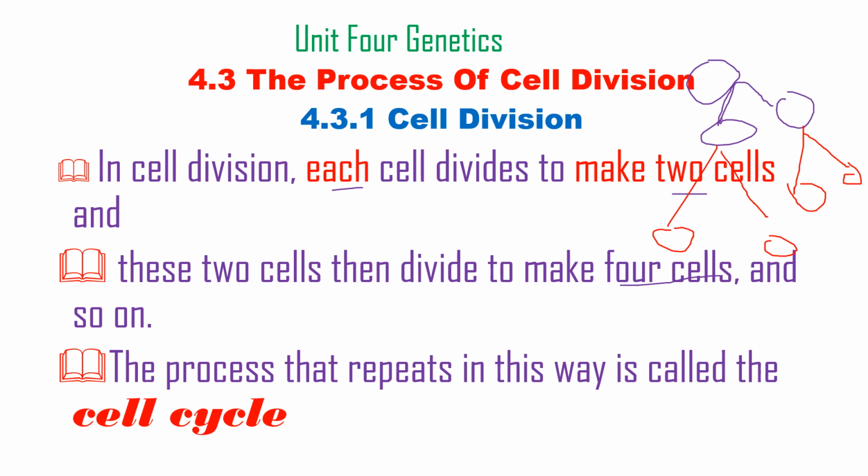So these two cells divide to make four cells, and so on, and the steps continue. The process that repeats in this way is called the cell cycle.